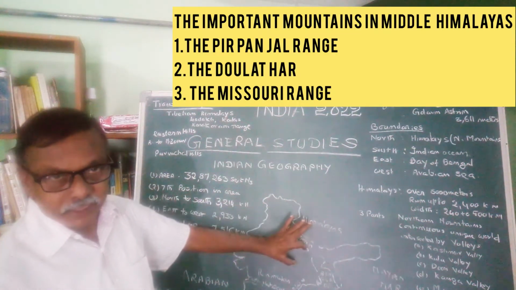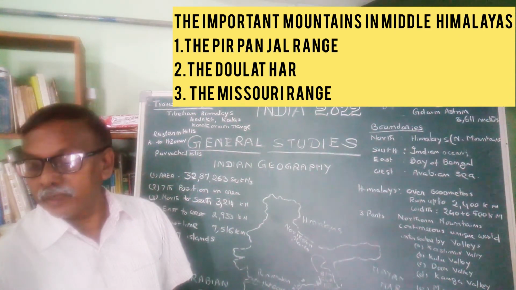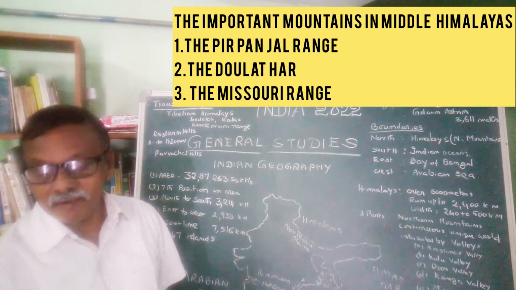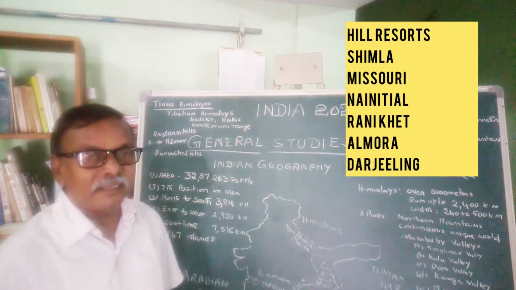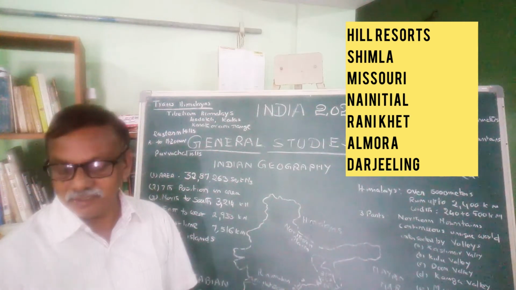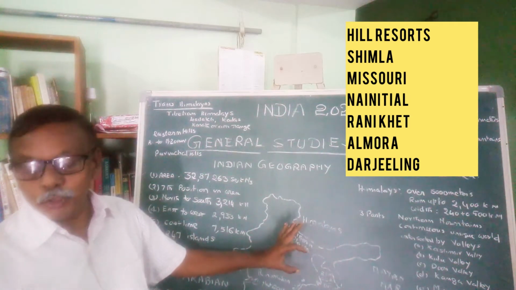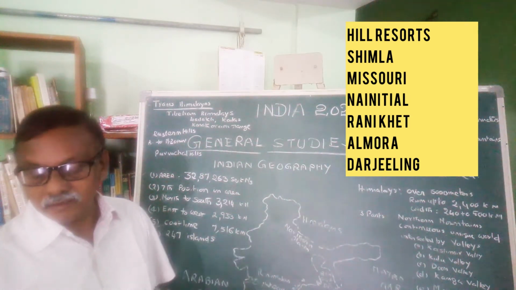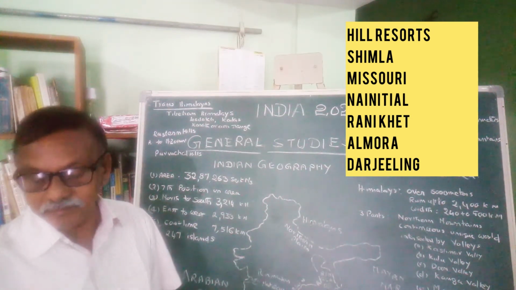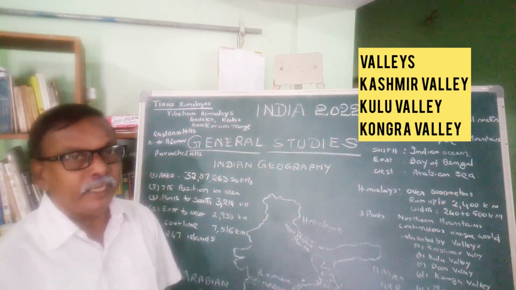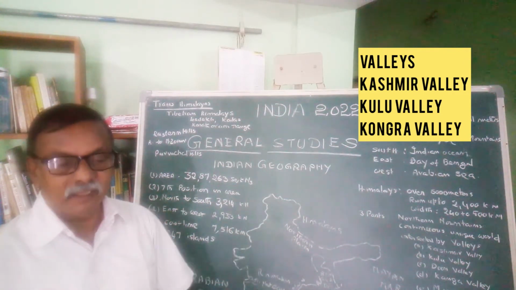The important mountains in the Middle Himalayas are Pir Panjab, Daula Thar, Mussoorie. In the Middle Himalayas, there are a number of hill resorts. They are Shimla, Mussoorie, Nainital, Ranikhet, Almora, Darjeeling. The valleys situated in the Middle Himalayas are Kashmir Valley, Kulu Valley, Kangra Valley.